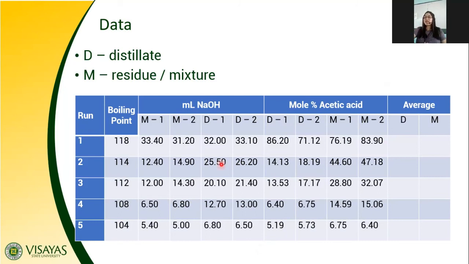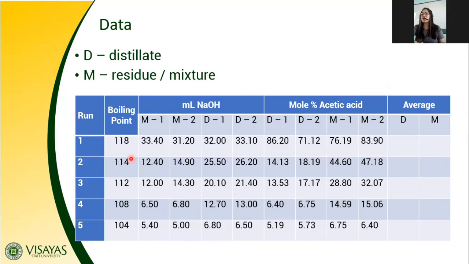After thorough distillation, you have several boiling points. You have 118 because the mixture that we are going to use is an acetic acid and water liquid system. Water has approximately a 100 degrees boiling point, but acetic acid has a higher boiling point than water, which is I think 118 or 119 degrees Celsius. So acetic acid is higher than water.